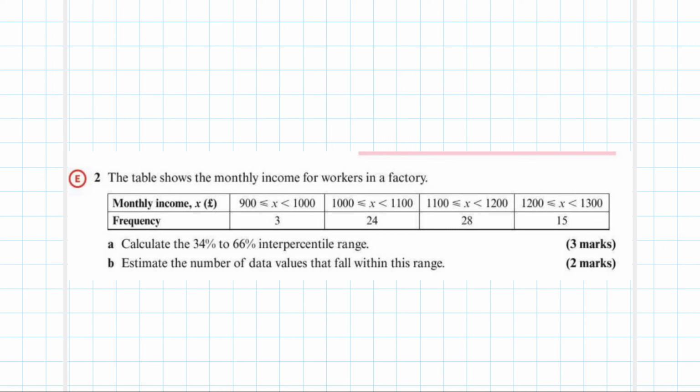Hello, welcome to this video that covers exercise 2D, question 2 of the AS Mechanics and Stats textbook. In this question, we're looking for the 34% and 66% interpercentile range.